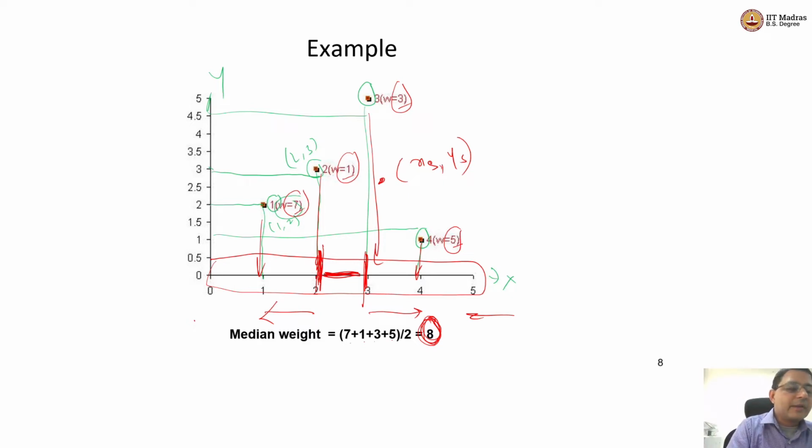Now let us solve the same problem on the y-axis. Let us solve the same problem on the y-axis. So for that, let me remove some clutter. Let me remove this.